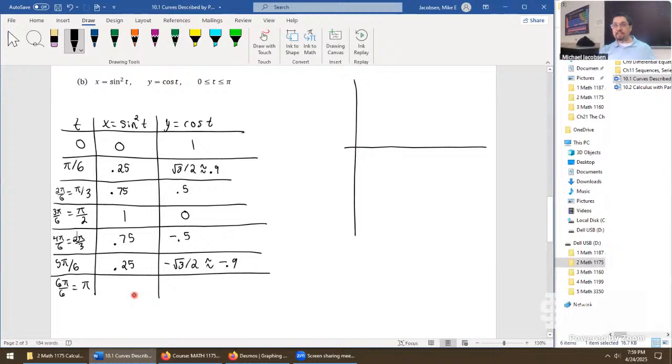This is an easy value here. Sine at pi is 0, so is its square. Cosine at pi is -1. And so these are our values we're going to be plotting. This should look like a parabola, but let's be careful on how the points are plotted. This will be the initial point. This will be the terminal point.